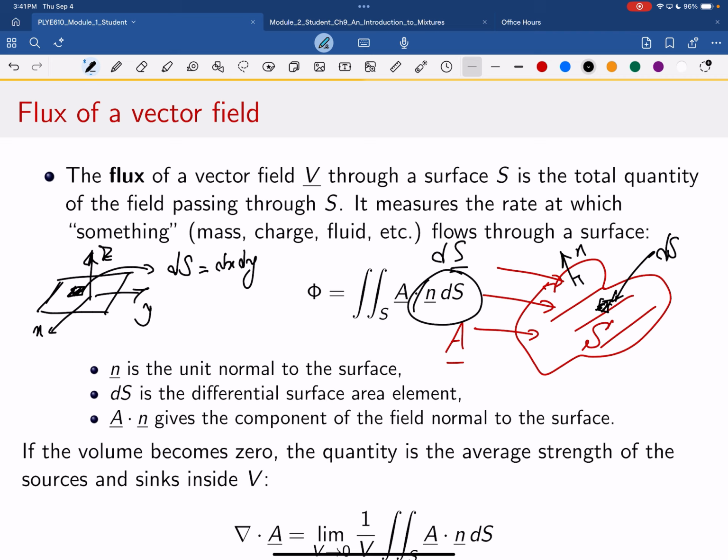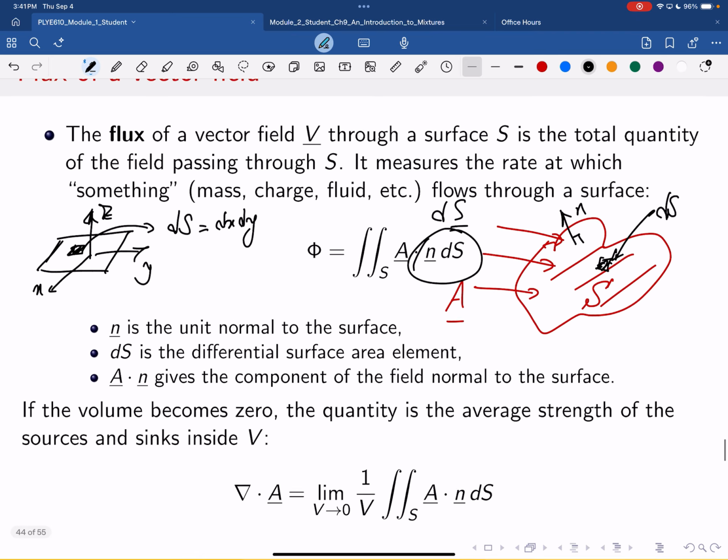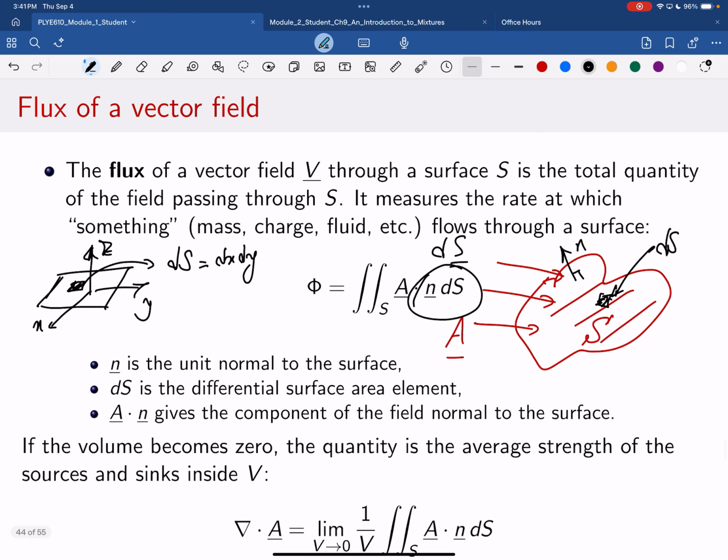All right. So n is a unit normal to the surface. Usually, if you have a volume and you're looking at the surface, it goes outward. It is not defined inward, it is an outward vector, okay? All right, so now we know the flux of a quantity, the flux of a vector.